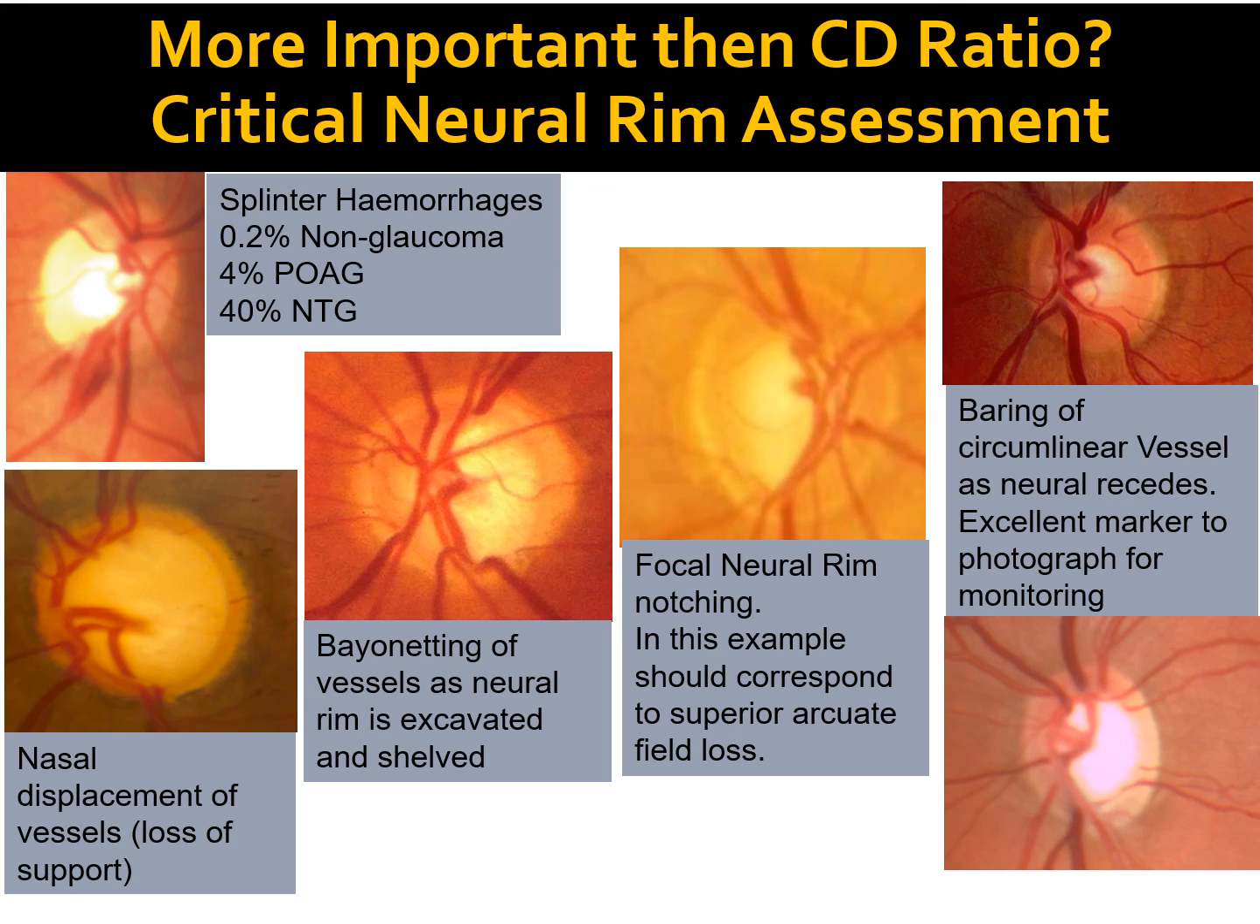a really good referral. Bayoneting of the vessels as the neural rim is excavated and shelved, and you'll see it coming in one way, popping out somewhere else. And then as the neural rim does thin away, the vessels just tend to be displaced nasally, by which time I think the glaucoma is pretty advanced anyway. So I would suggest they're far more important than just thinking about CD ratios.